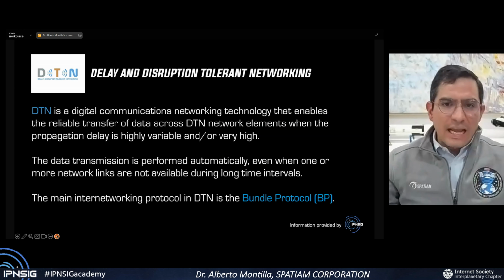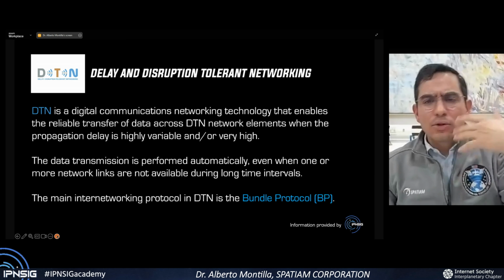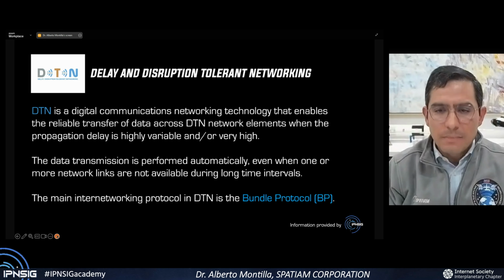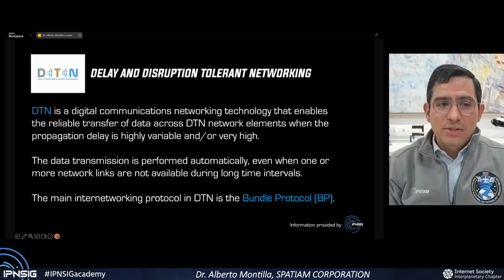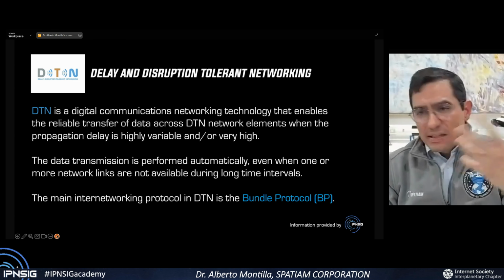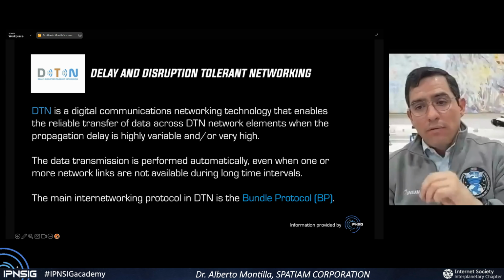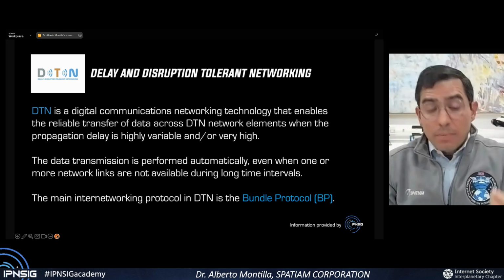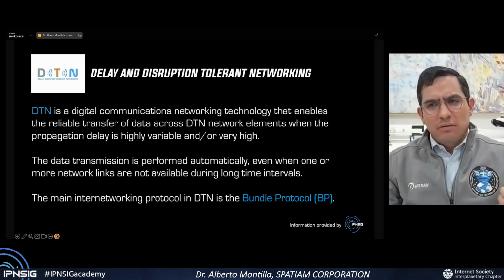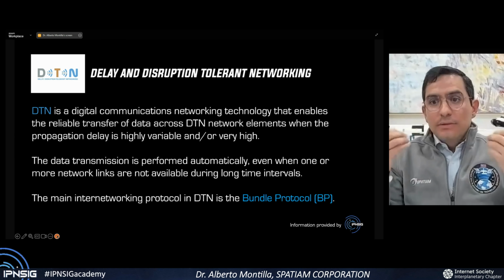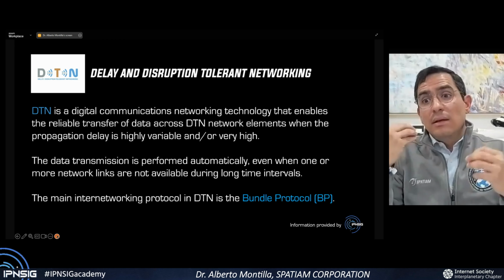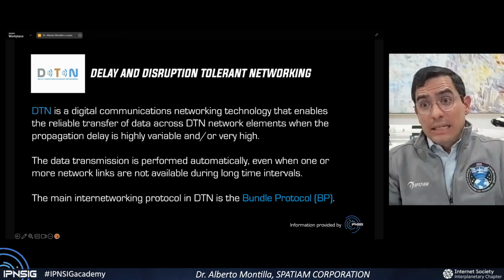So what is DTN, or delay and disruption tolerant networking? Some people term it delay tolerant networking. It's a digital communications networking technology whose main purpose, as with any networking technology, is to enable the reliable transfer of data across network elements. In this case, DTN network elements, when the propagation delay, the signal delay, is highly variable and or very high. Because it is a network, the data transmission is performed automatically, even when one or more network links are not available during long time intervals. What that means is that the architecture takes care of the delays and is tolerant to the disruptions. And even in the presence of these two, the architecture can guarantee the reliable transfer of data between two points.